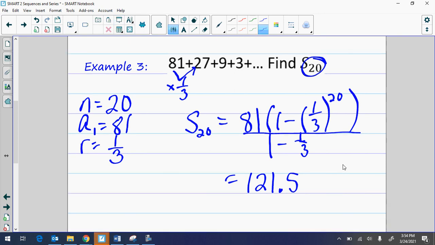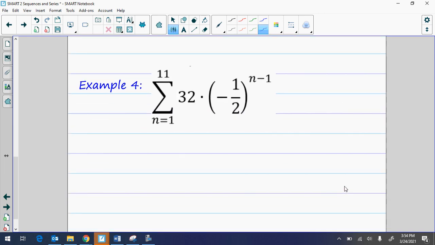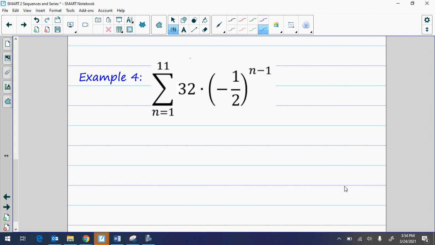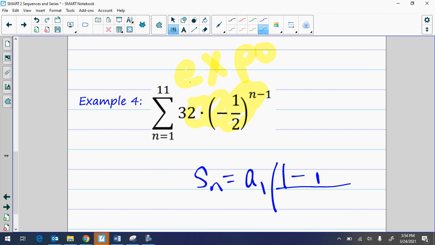Okay, let's do example 4. So in example 4, again, I'm giving it to you in this summation notation, but I know that it is geometric because this is exponential. That's your explicit formula, and it's exponential. So I know that this one is geometric. So I'm going to use my S sub n equals a sub 1 times 1 minus r to the n over 1 minus r.